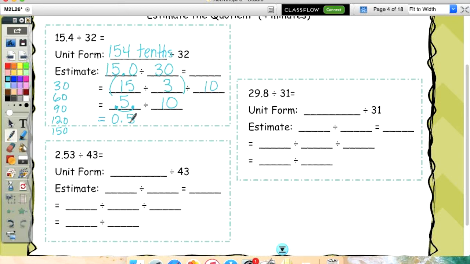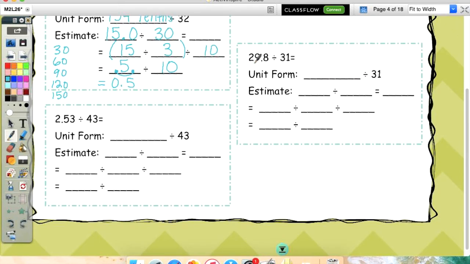Okay, let's go over and do this one. All right? So I'm going to change this to 298 what? Tenths.